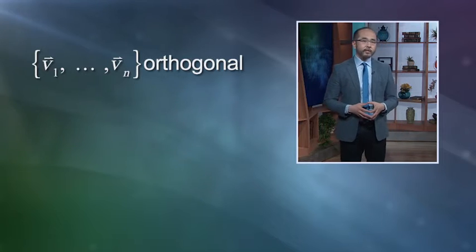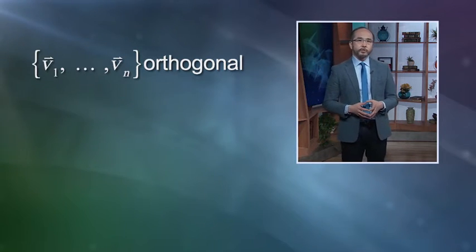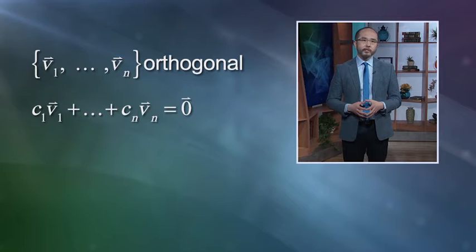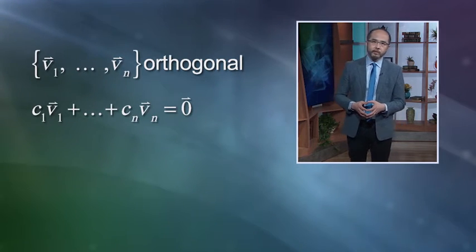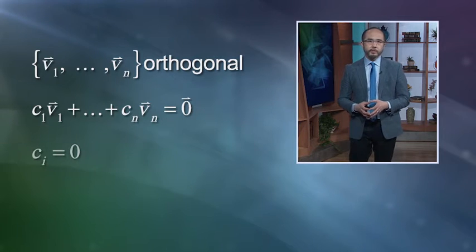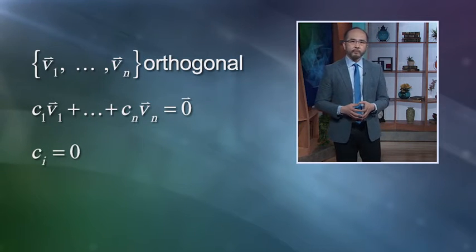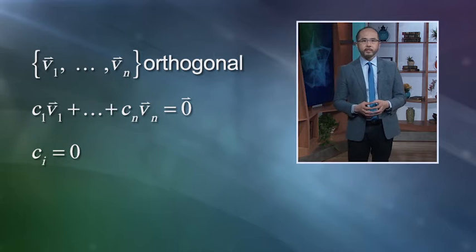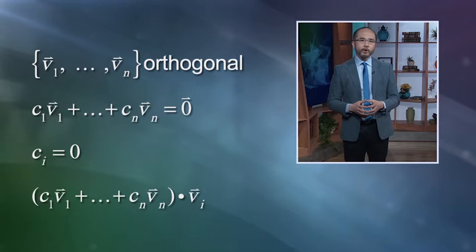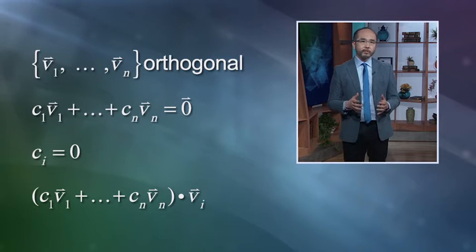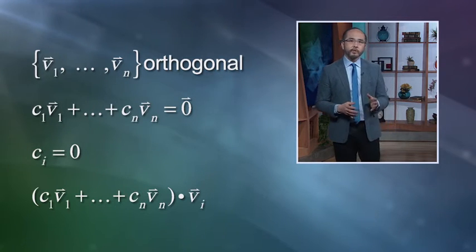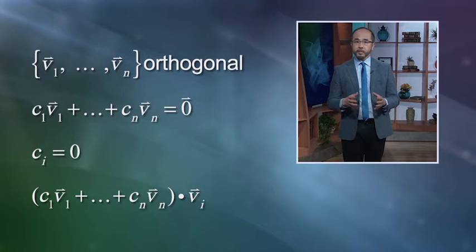We can prove this pretty easily by appealing to definitions. If v1 through vn is an orthogonal set, we'll show that if the linear combination c1v1 plus through cnvn equals the zero vector, then each of the coefficients ci is equal to 0. The way to see this is to consider the linear combination c1v1 through cnvn and take its dot product with the vector vi. If you do this and you look at it two different ways, you'll see something interesting.